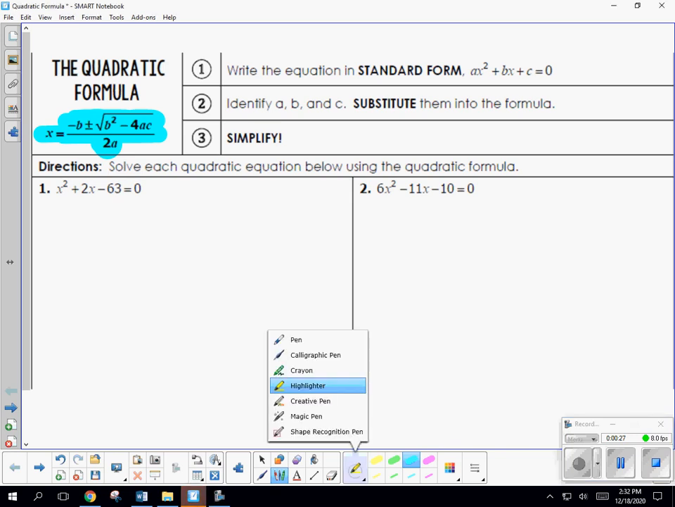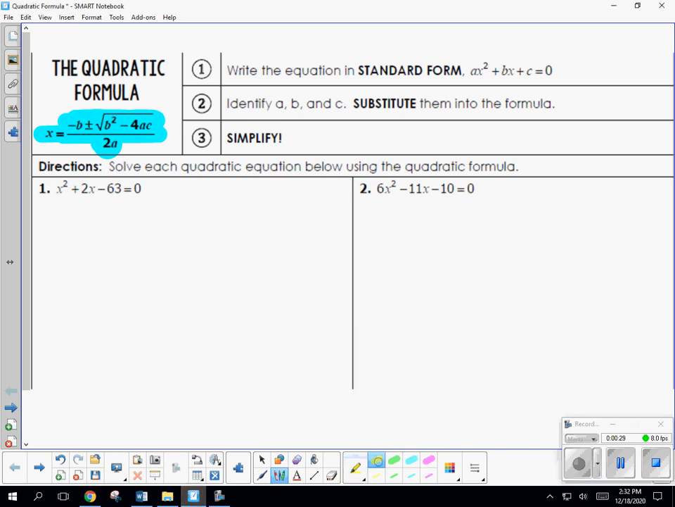All right, so our first step is to write the quadratic equation in standard form, which is ax squared plus bx plus c is equal to 0. Then we're going to identify the a, the b, and the c, and we're going to substitute them into our quadratic formula. And then our last step is we're going to simplify.